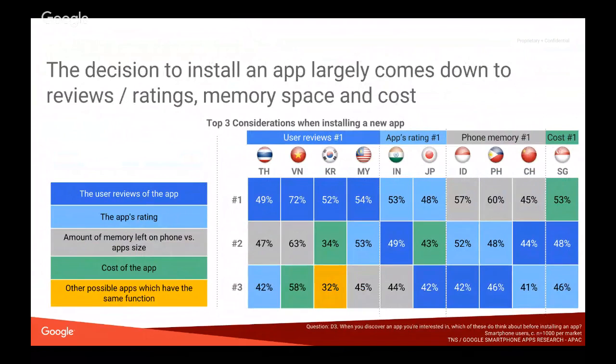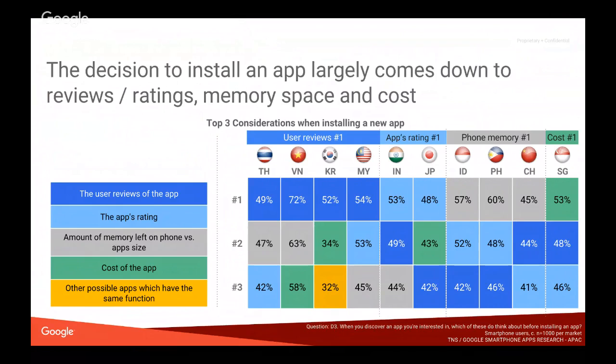The decision to install an app is largely coming down to the reviews that the app is getting, as well as the rating out of the scale of 5. In some key markets, for example in Vietnam and Thailand, where people cannot afford very expensive phones, memory space and cost are key factors for them to install an app.